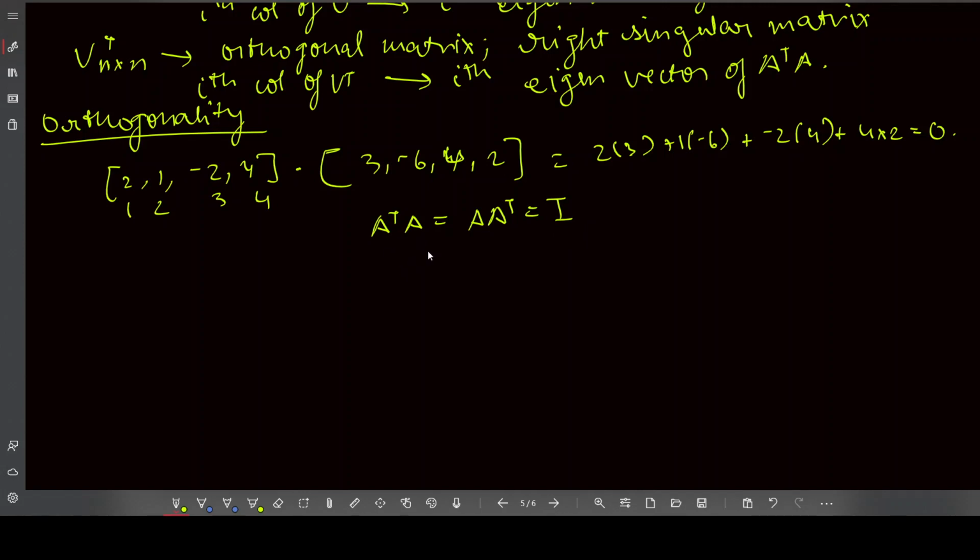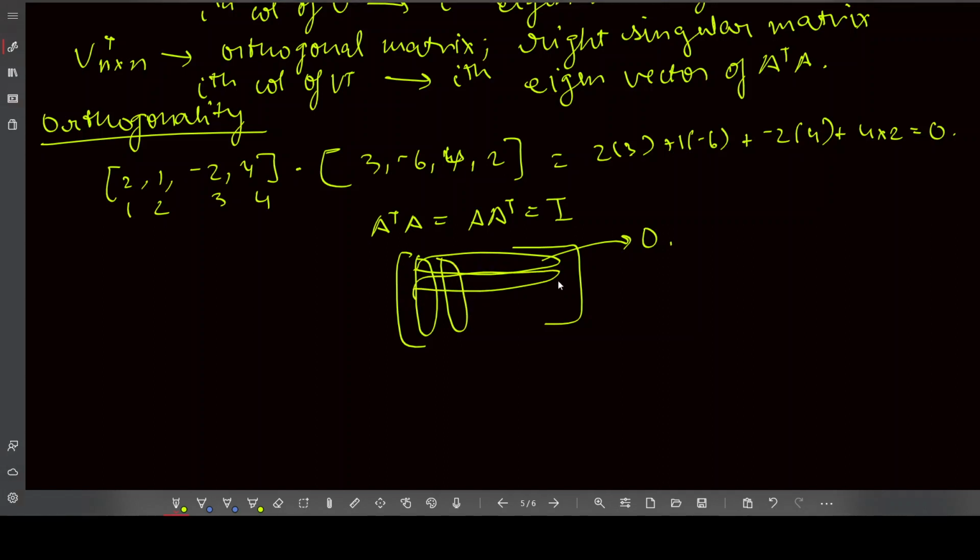So when it comes to matrices, if A transpose A is equal to A A transpose is equal to I, then the matrix is said to be orthogonal. Okay, what does this mean? If I have A transpose A as a matrix, what this means is that if I take the first row and multiply it with the first column, the multiplication will be 1. If I take a row and multiply it with a different column, the multiplication will be 0. As long as A transpose is equal to A inverse, this condition is satisfied. Okay, that's orthogonality.